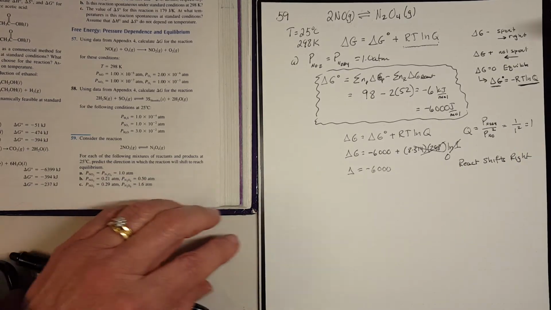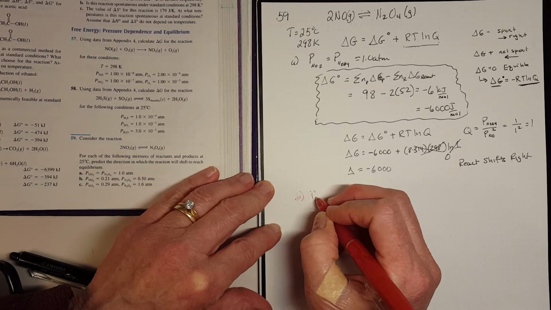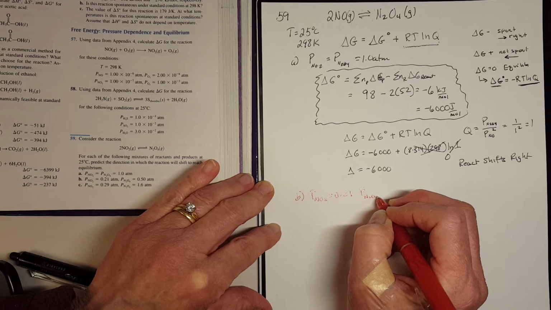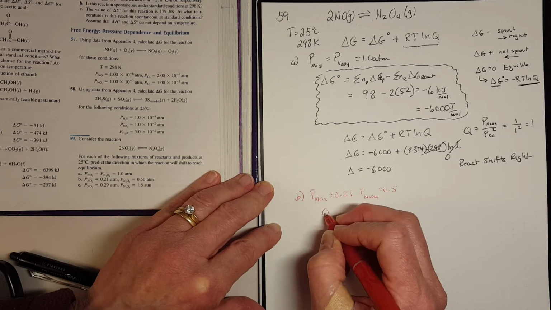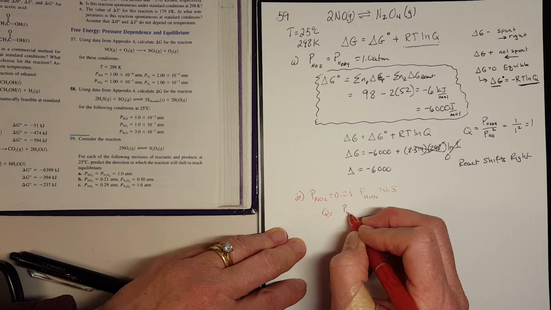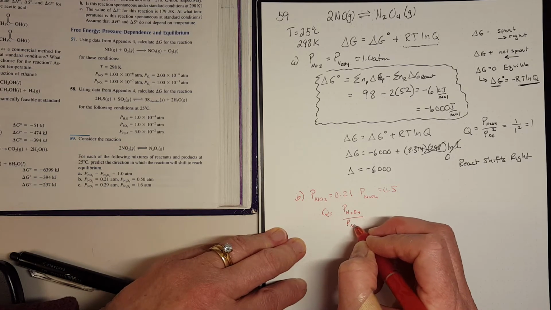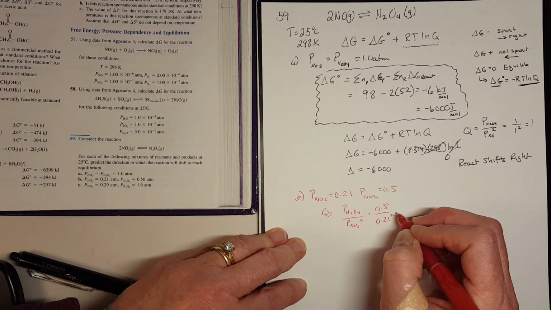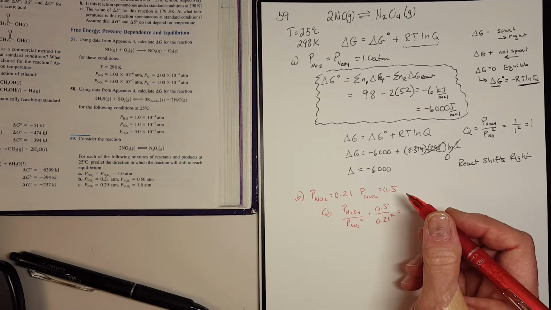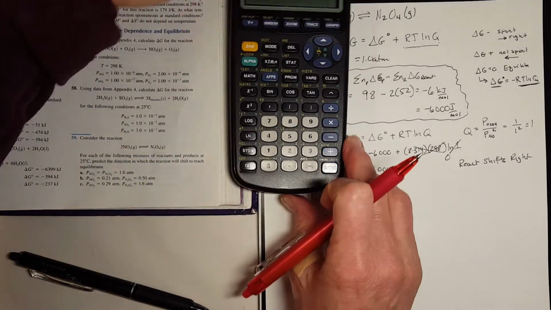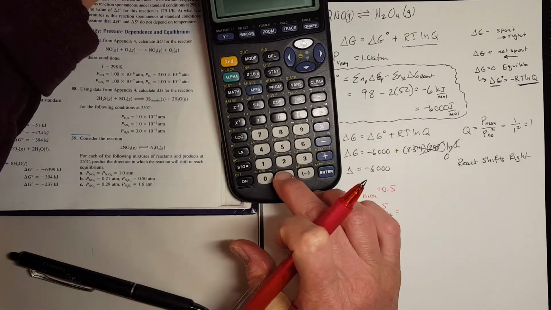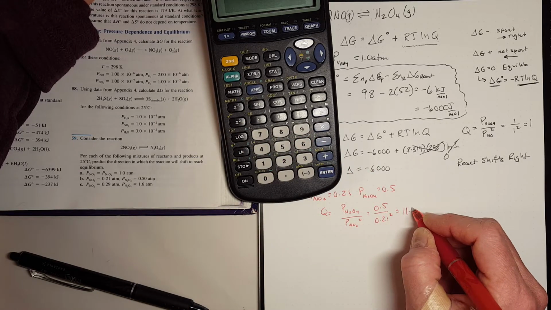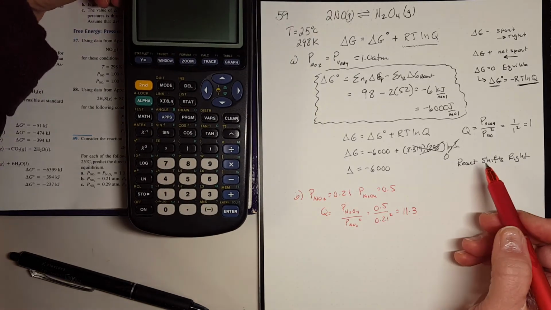Okay, for part B, it says the pressure of the NO2 is equal to 0.21, and the pressure of the N2O4 is equal to 0.5. So I'm just going to calculate Q really quick. Q is P of N2O4 over P of NO2 squared. So 0.5 over 0.21 squared. And when we do that, let's get my calculator, we get 0.5 divided by 0.21 squared, and we get 11.3.